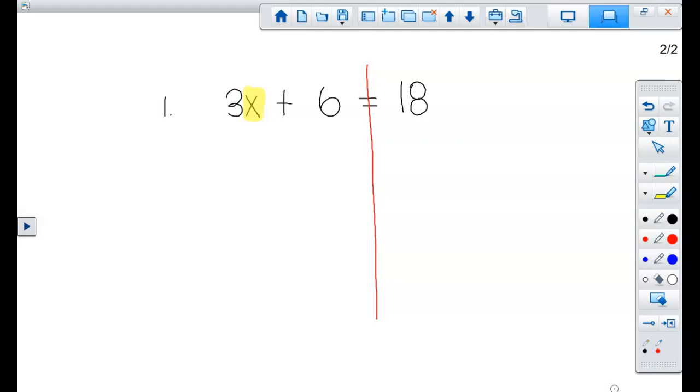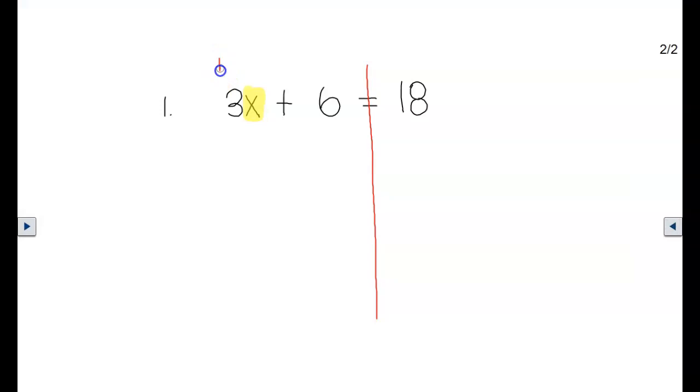Okay? So what are the two things you see here? Well, when you see 3x, what does that mean you're doing to x? Right, that means you are multiplying by 3. And then we see this plus 6, so we are adding 6. So there are two things we have to undo now. We have to undo multiplying by 3, and we have to undo adding 6. And remember what I told you. You're going to undo adding or subtracting first, and then undo the multiplying or dividing last.